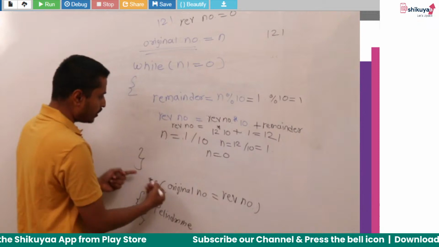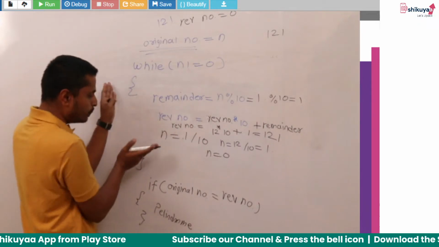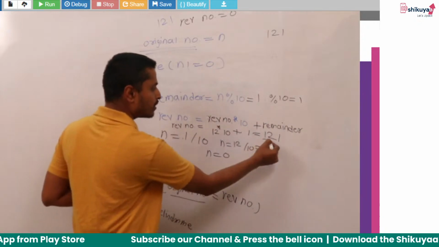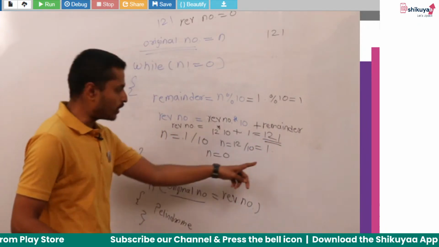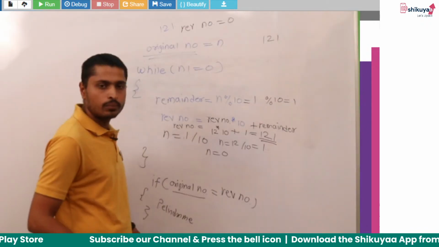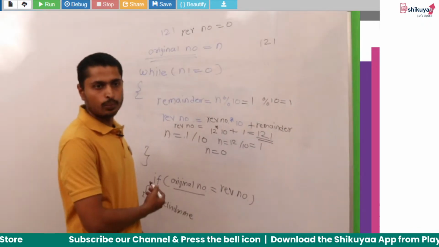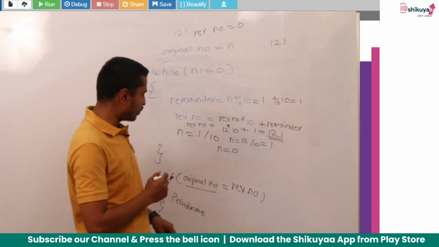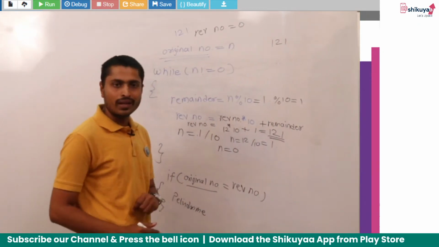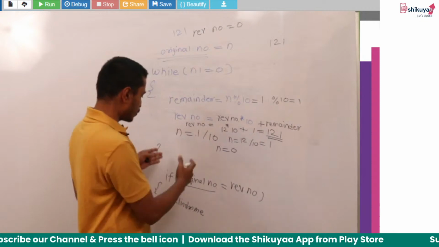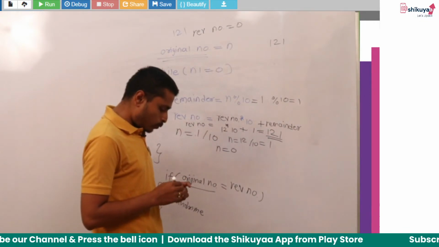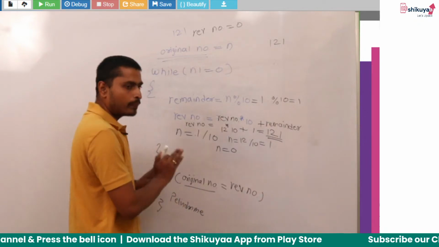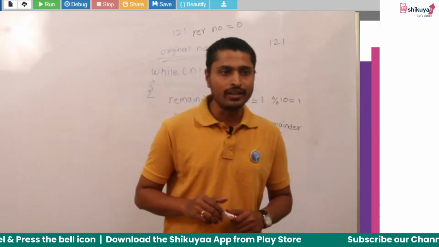It will go out of this while loop, and the condition will check whether the original number is equal to the reverse number. Yes, 121 is equal to 121, and it is a palindrome number. We'll see the program over it. So this is the basic program for the identification of the palindrome number.